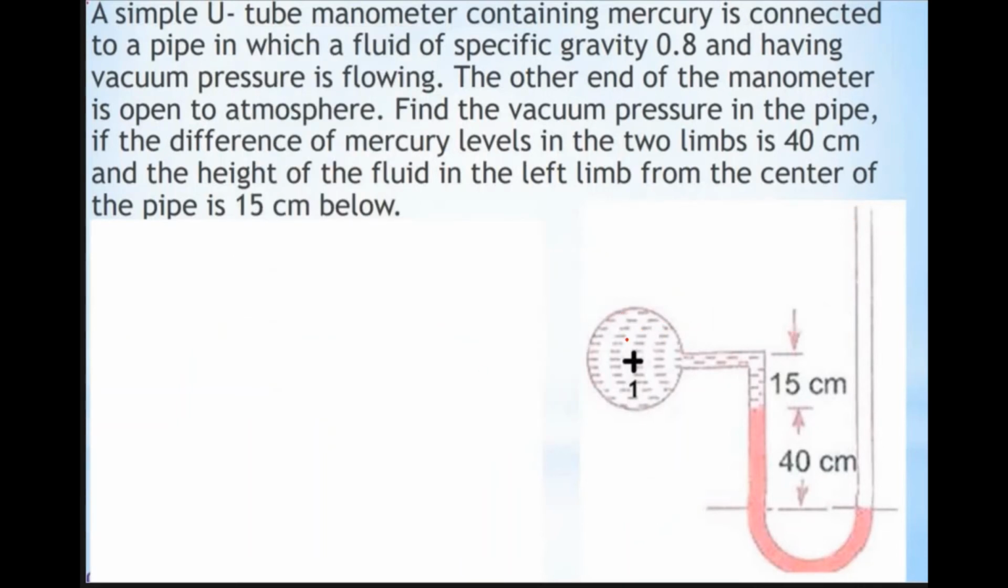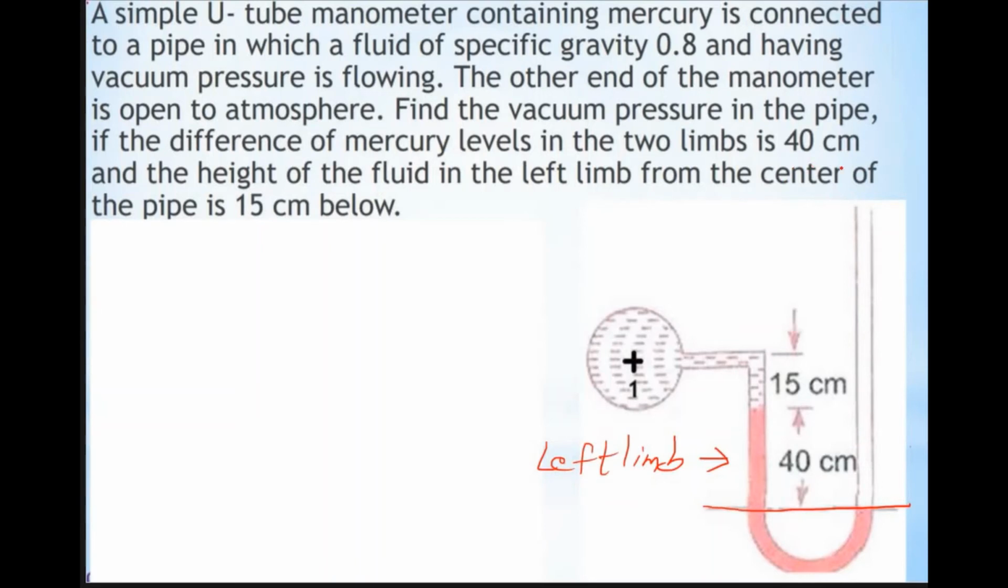Now our aim is to find this vacuum pressure. So we already mentioned that vacuum pressure means the pressure will be less than atmospheric pressure. So here also we are considering a datum. So this is the datum line. The datum line is drawn through the mercury level surface in the right limb. Okay. So we know from this figure we can understand that in the left limb there are two fluids and in the right limb there is no fluid above the reference line.